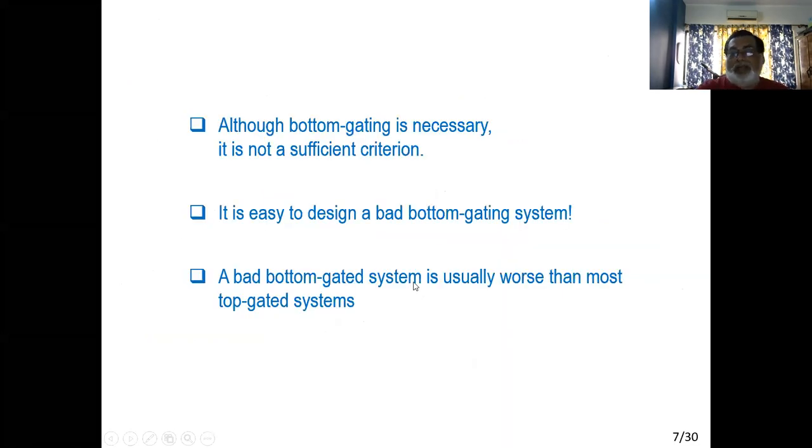So again, we are advocating bottom gating systems. Although a bottom system is necessary, it is not a sufficient criterion, because the design of a bottom system is very difficult. It is very easy to design a bad bottom gating system, and a bad bottom gating system is always worse than a top gating system. We see some examples.